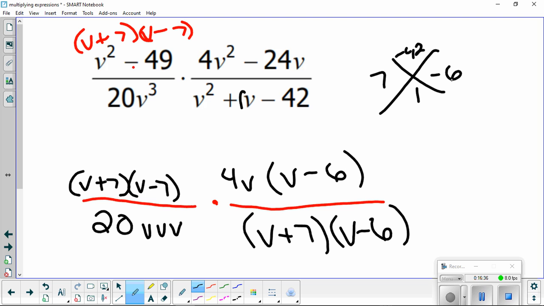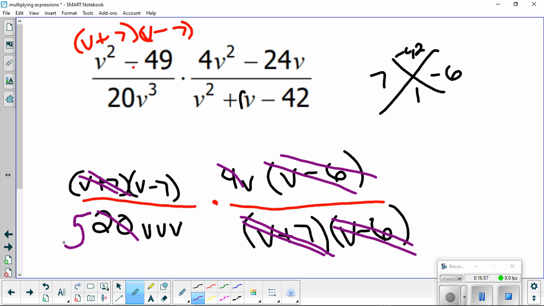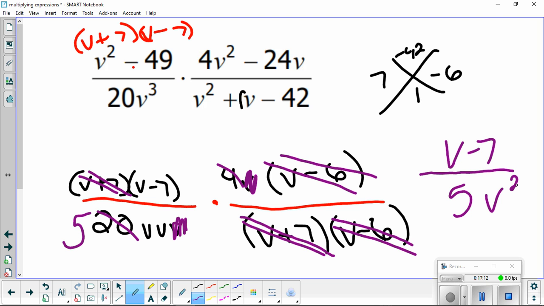Now it is time to cancel. So here we go. I'm going to get my purple canceling pencil. I'm so excited. This guy goes with this guy. This guy goes with this guy. The 4 goes with the 20. This V goes with this V. Oh, so good. So here's what's left. V minus 7 on the top and 5V squared, or V V.